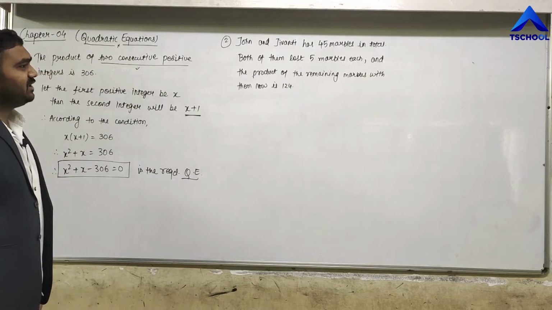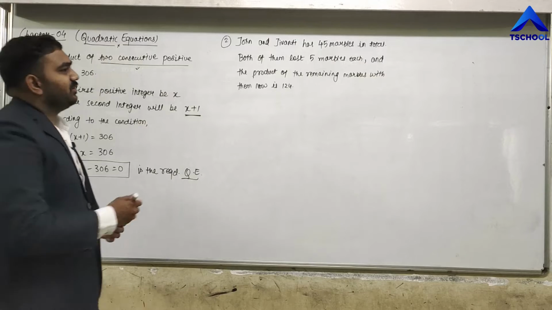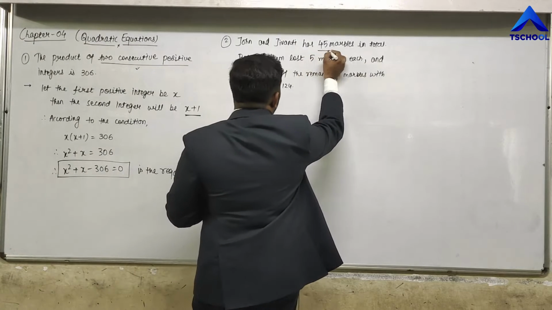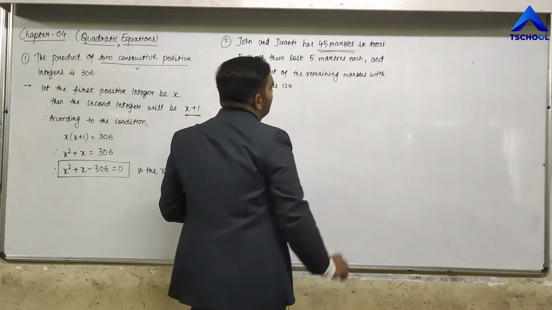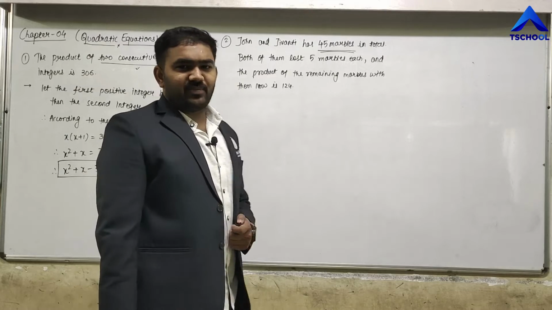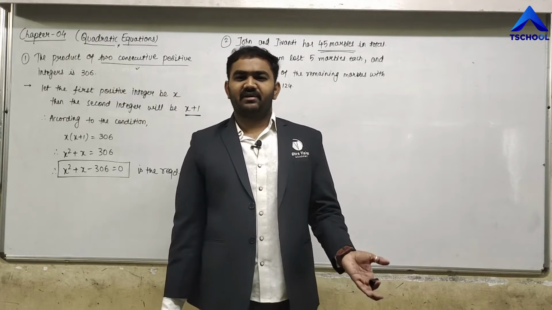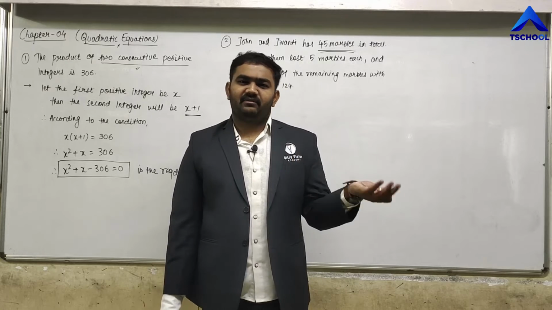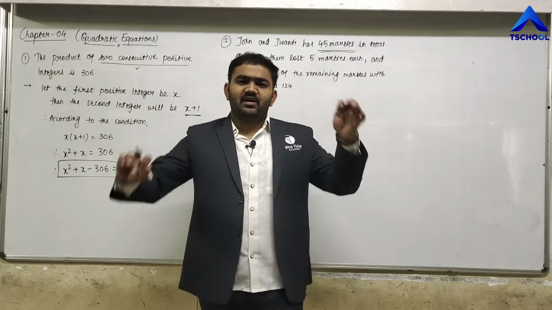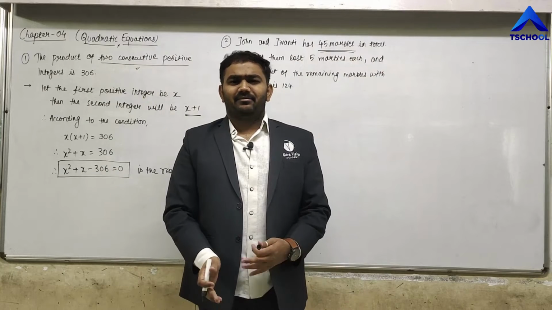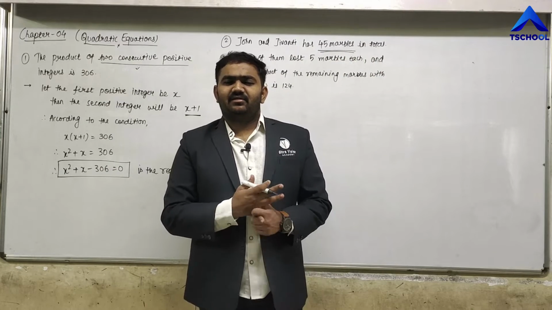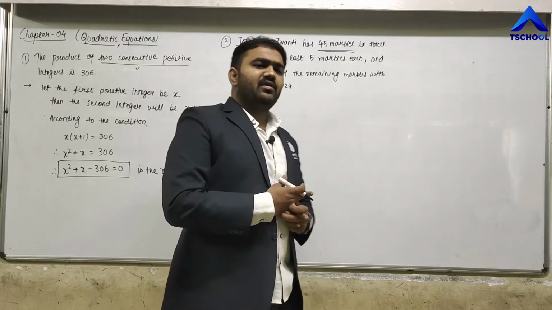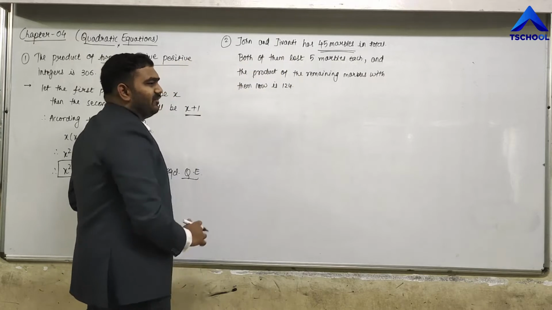Let me repeat it again. John and Jivanti have 45 marbles in total. That means both of them have a total of 45 marbles. So it might be like 20 marbles are with John and the remaining 25 are with Jivanti, or 25 marbles are with John and the remaining 20 with Jivanti. So in many ways you can discuss this, but the total is 45.